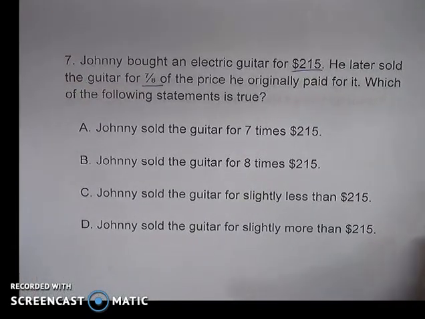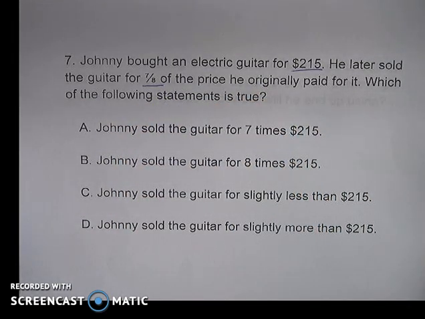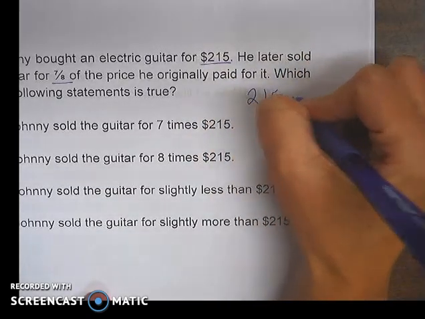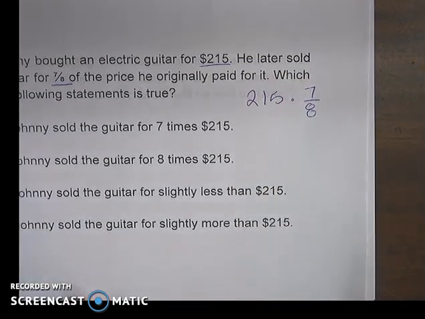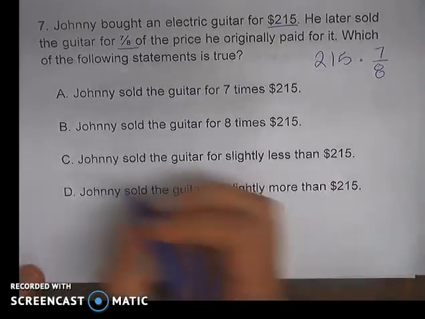So is he selling it for less or for more? Well, let's think about that. Is 7/8 a whole number? No. Is 7/8 a fraction more than 1? No. Is 7/8 a fraction less than 1? Yes. So if I am multiplying $215 times 7/8, I am multiplying by a fraction less than 1. That means that my value is going to decrease. Multiplying by something less than 1, value decreases. If you need to write that down.